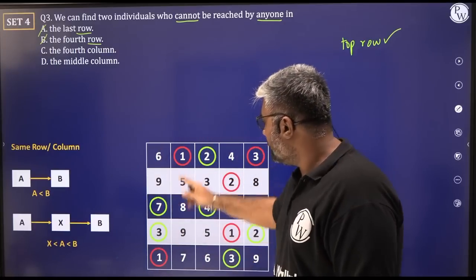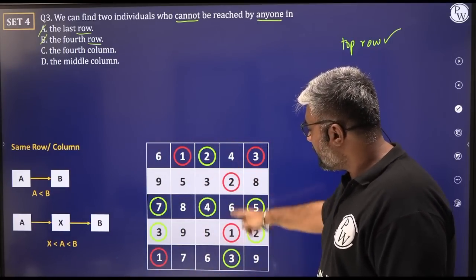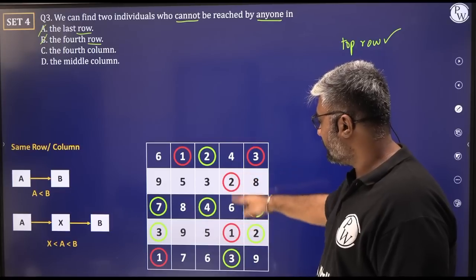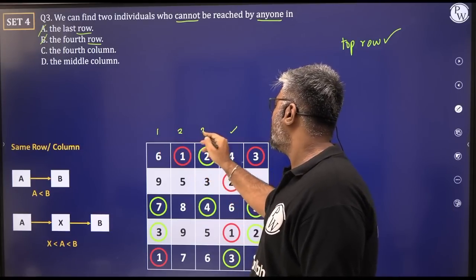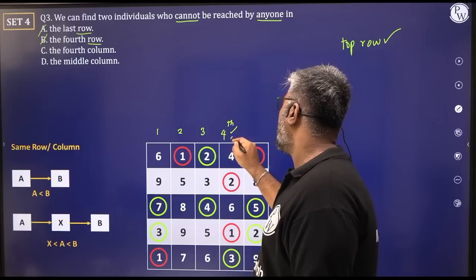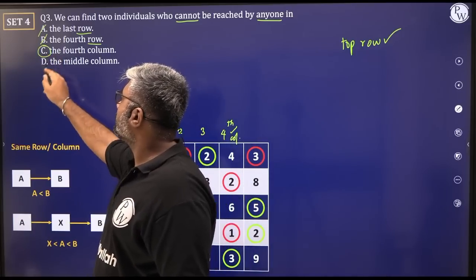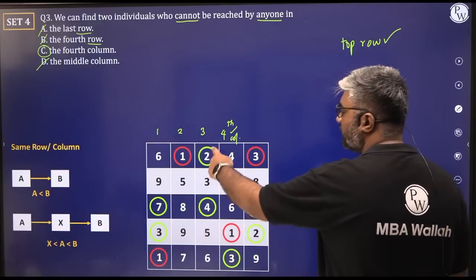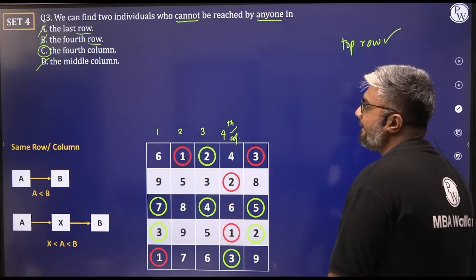This column we have only 1. This column we have only 1. This column we have only 1. The only column where we have 2 zeros is here, right? This column. So what is this? First column, second column, third column, fourth column should be our answer. Yes. Do we have a fourth column? Oh yes, we do. So this is out. Middle column will be this. यहाँ पे 2 ones हैं, not 2 zeros, right?